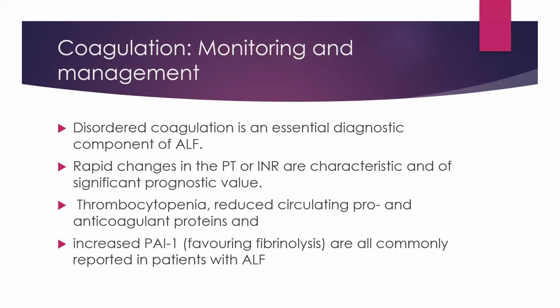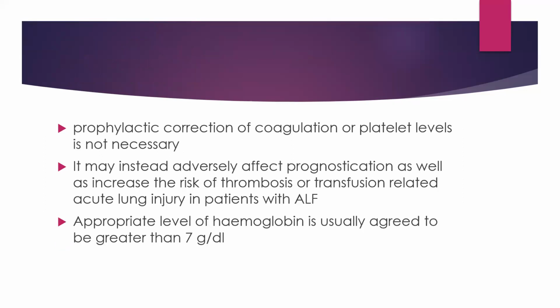Disordered coagulation is an essential diagnostic component of ALF. Rapid changes in the PT or INR are characteristic and of significant prognostic value. Thrombocytopenia, reduced circulating procoagulant and anticoagulant proteins, and increased plasminogen activator inhibitor are all commonly reported in ALF. The prophylactic correction of coagulation and platelets is not necessary. It may instead adversely affect the prognostication, and there is an increased chance of thrombosis or transfusion-related acute lung injury in patients with ALF.